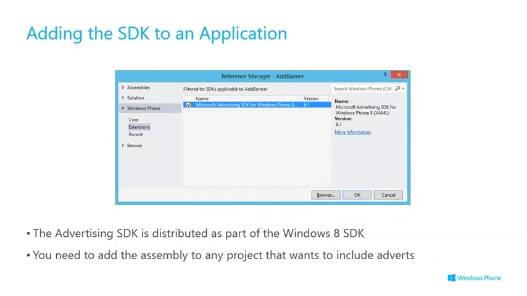Right, lastly, advertising SDK. Another way of getting income. You can actually have advertising in applications, and this has been a popular way of earning income. So you get the advertising SDK. It's part of the Windows Phone 8 SDK, but you need to manually add the assembly to any project that wants to include adverts in it.